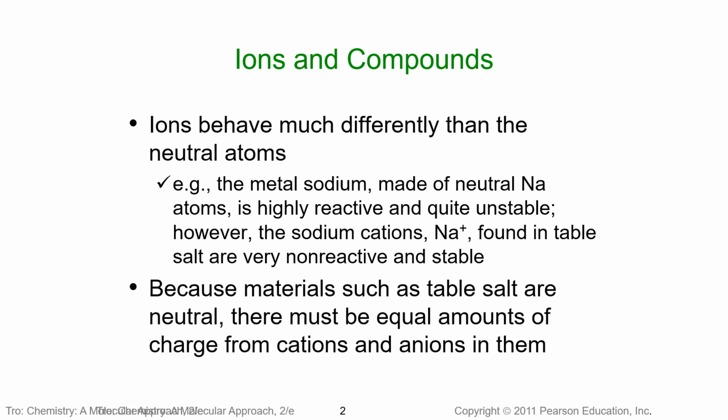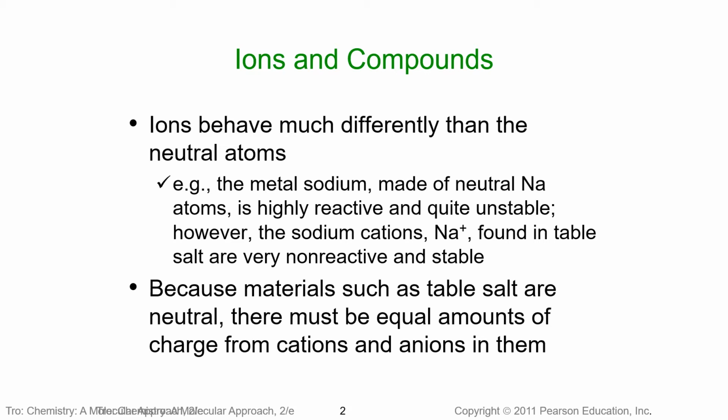Ions behave very differently than their neutral atoms do. So a common example of this is sodium. The sodium ion is what we find in table salt, Na+. It's very non-reactive, very stable. If we take sodium metal, so neutral sodium, you cannot find it in nature because it is so reactive. It actually, when added to water, will produce hydrogen gas and catch fire. So they have very different properties, the neutral versus the ion.